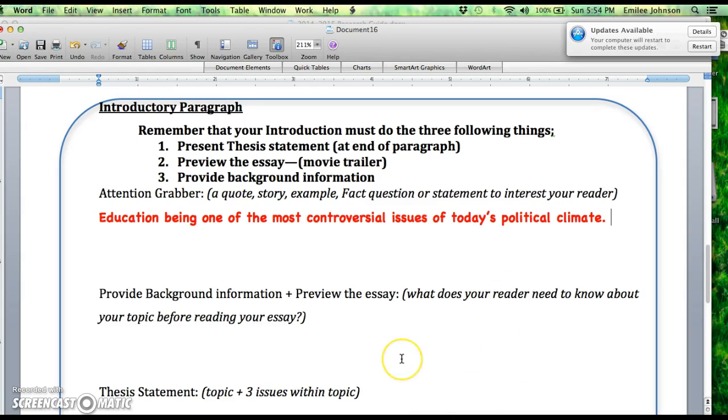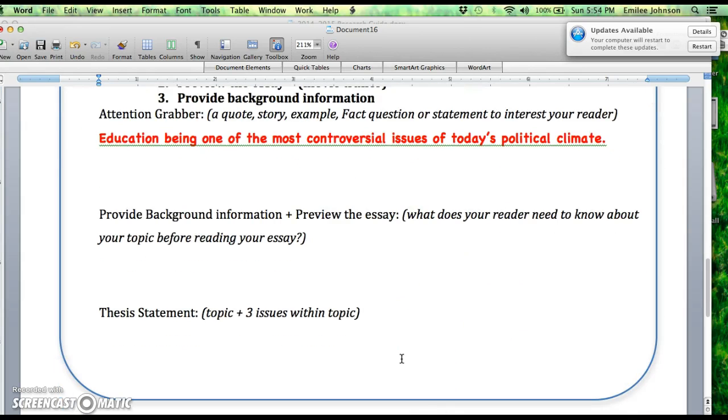The second part is to provide background information. You are now an expert on this topic. You have researched it. You've read at least 4 articles based on what you're talking about. You are going to set up for your reader what kind of issues, what kind of thoughts come up when it comes to your topic. In the interest of education, I could talk about some of the recent legislation that's going around, the Race to the Top grant in Carson City, the No Child Left Behind Act, or things that are relative to what I'm talking about. So you want to give your readers some background information.